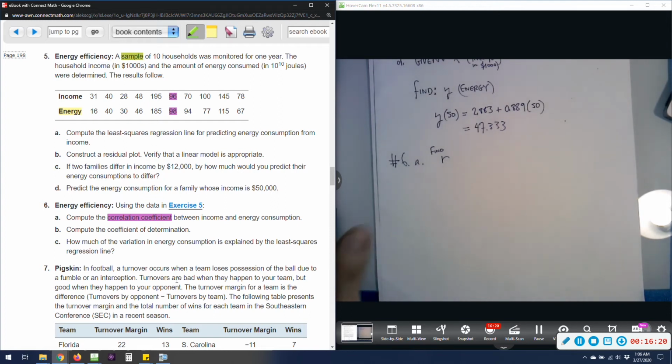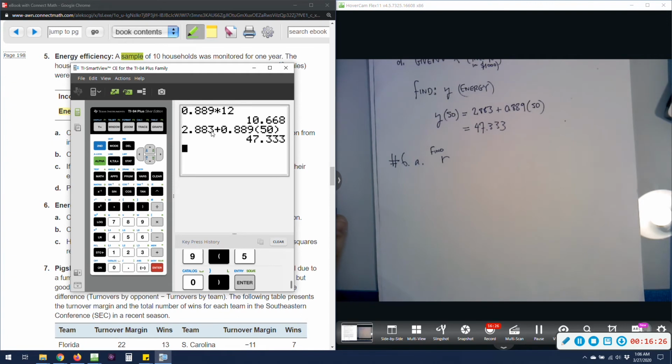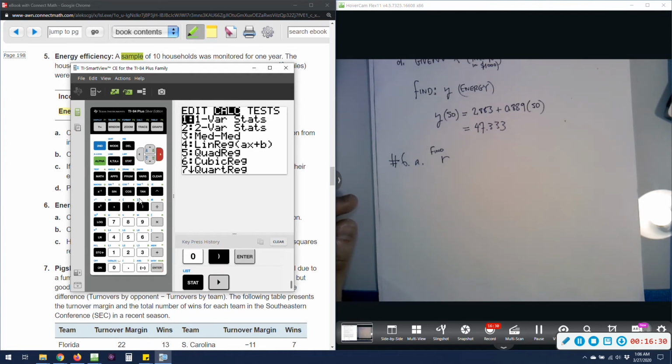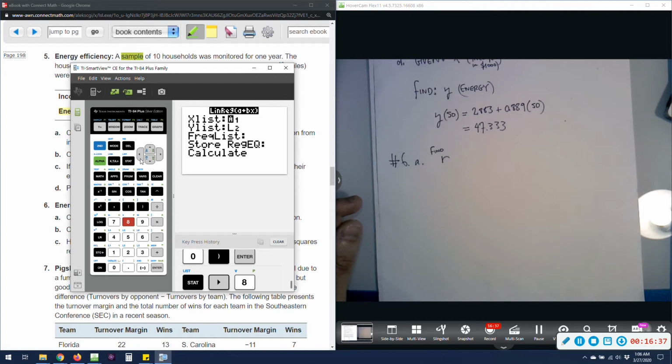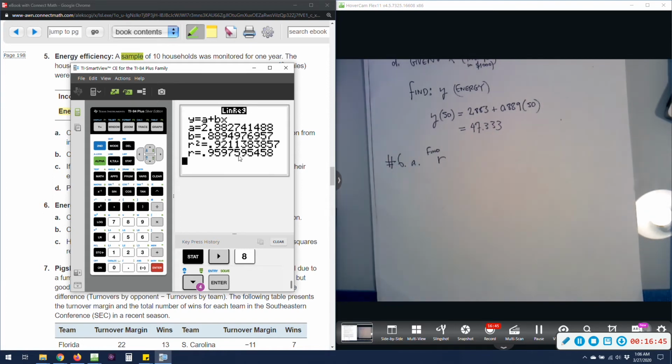Once you know what correlation coefficient R is, you just have to go to your calculator and find R. Unfortunately, it's not here anymore, so we just have to calculate it again. Remember that we want option number 8, and then we calculate this. It's this number here, and you don't have to write down the entire thing, just follow the rounding directions.